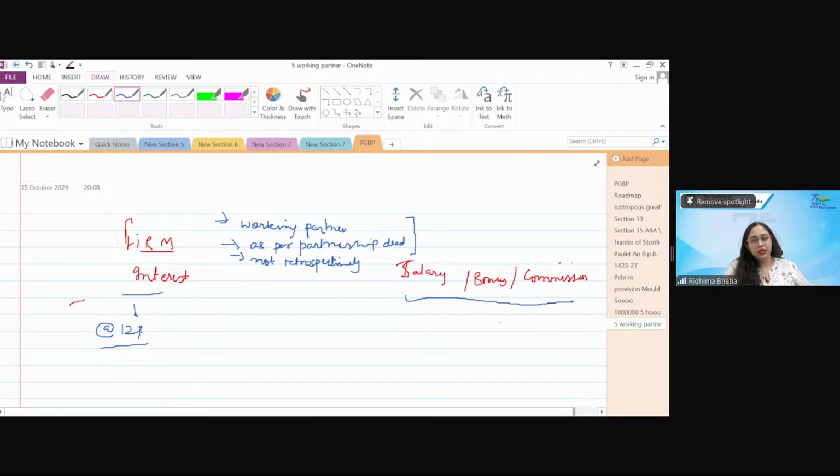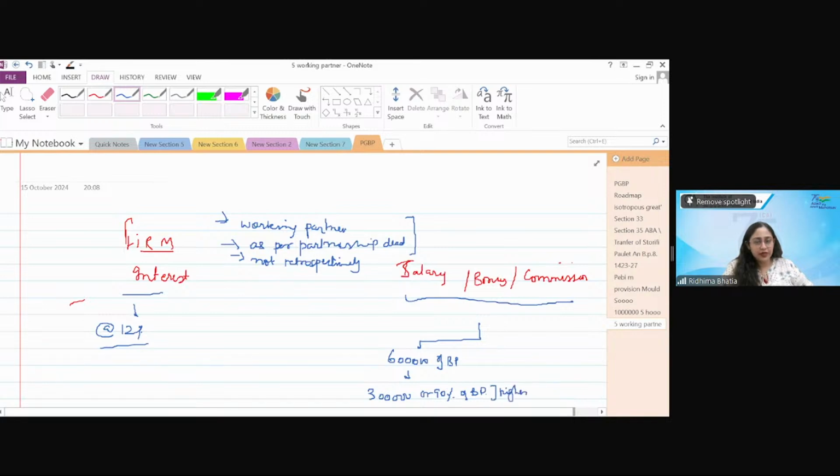The limit says that on the first 6 lakhs, earlier it was the first 3 lakhs, on the first 6 lakhs of book profit, you would be allowed either 3 lakh rupees or 90% of book profit, whichever is higher.